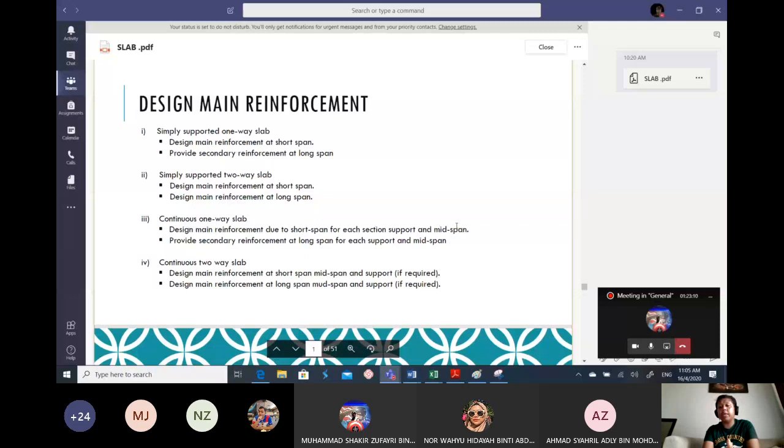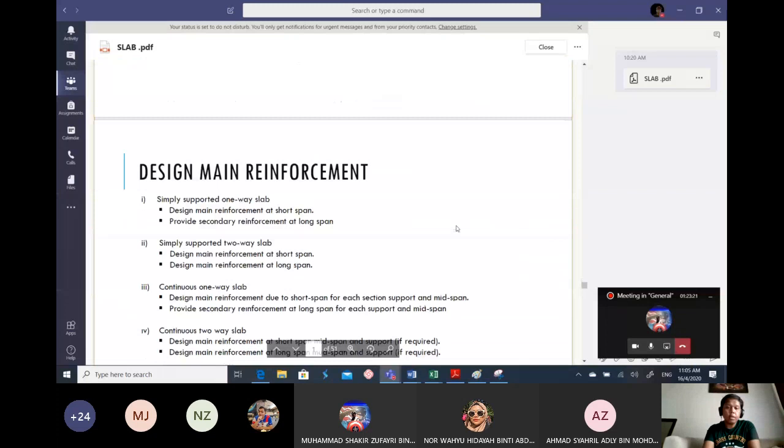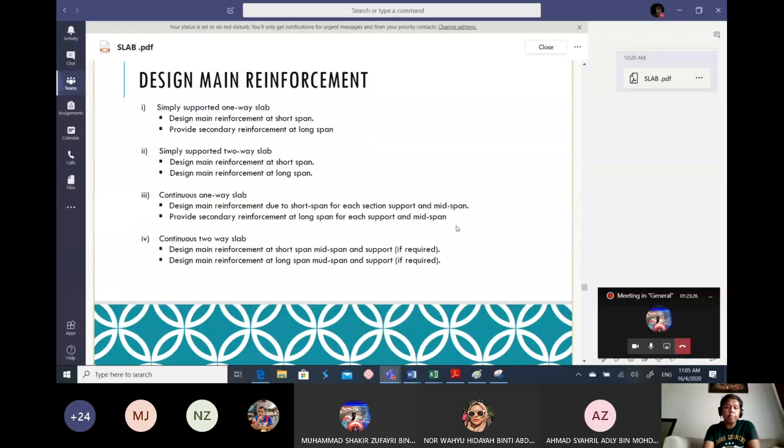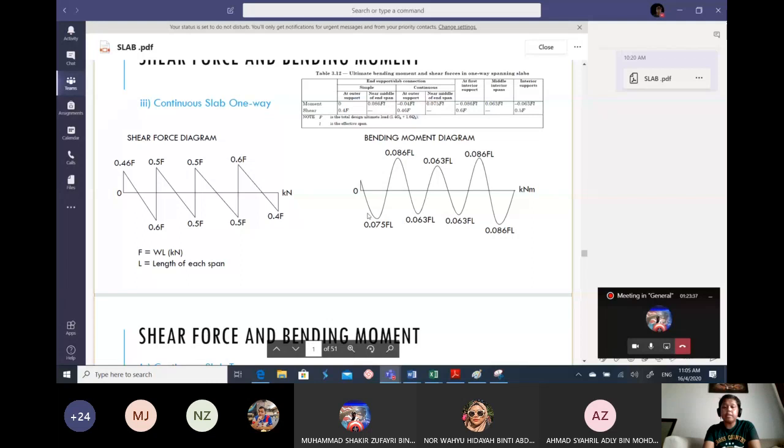Contohnya macam ni. Yang tadi tu untuk mana? Continuous design bearing. Continuous untuk one-way slab. Okay, yang ini. So, maksudnya kita kena design dekat support. Kita kena design dekat mid-span. Sama macam continuous beam hari tu.